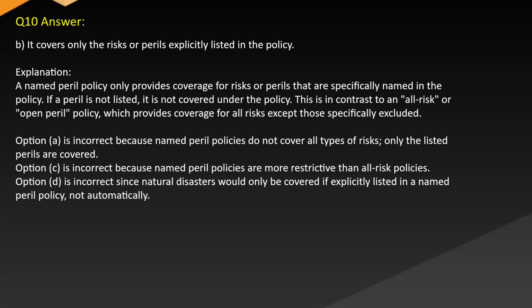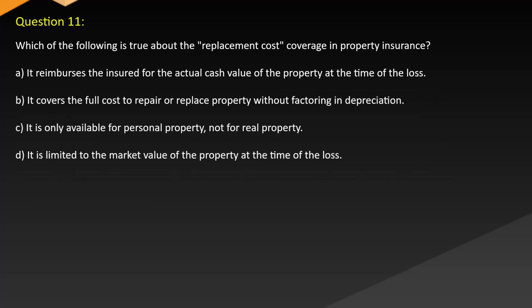Only the listed perils are covered. Option C is incorrect because named peril policies are more restrictive than all-risk policies. Option D is incorrect since natural disasters would only be covered if explicitly listed in a named peril policy, not automatically. Question 11. Which of the following is true about the replacement cost coverage in property insurance?